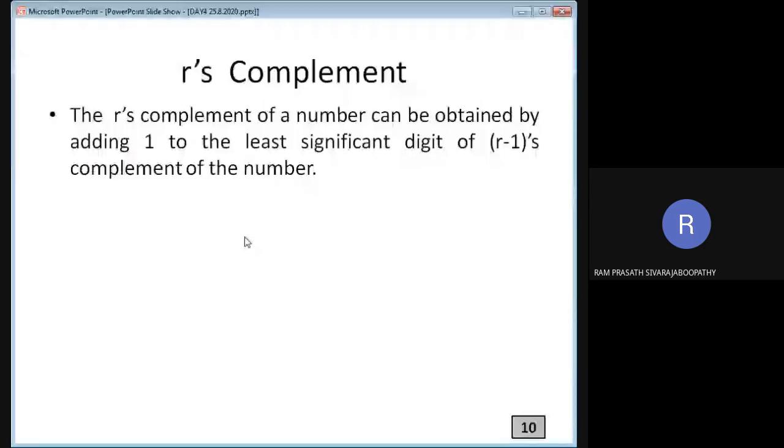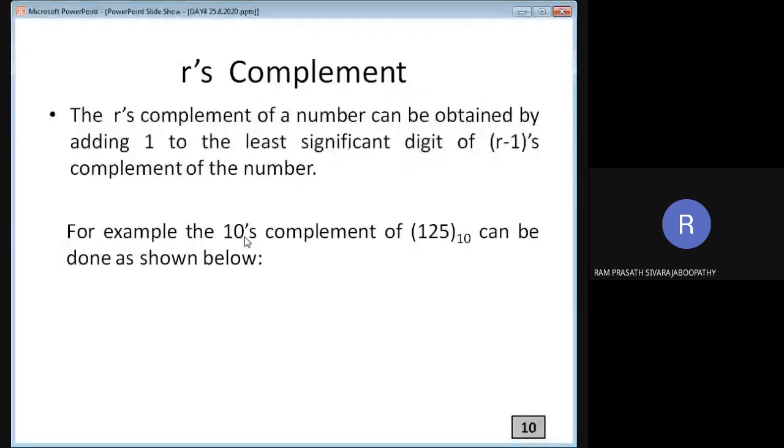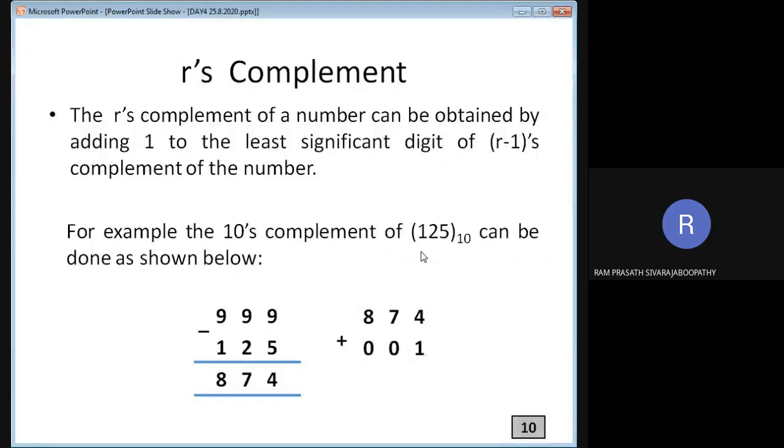10's complement. Okay. So 10's complement of 125 கண்டுபிடிக்கணும்னா என்ன பண்ணுவீங்க? First we have to find 9's complement. So for 999 minus 125 we will be getting 874. Clear? So 874 plus 1. Okay. 874 plus 1. The plus 1 அப்படின்னு பண்ணோம்னா நமக்கு என்ன கிடைக்கும்? We will be getting the 10's complement of the number.